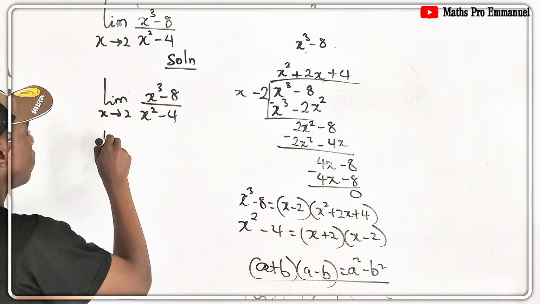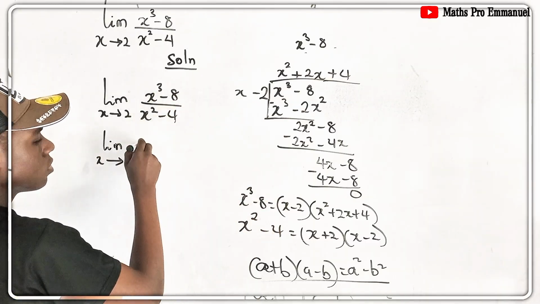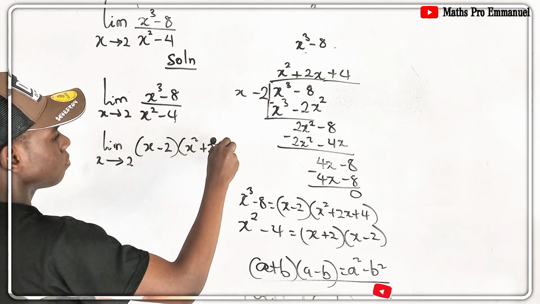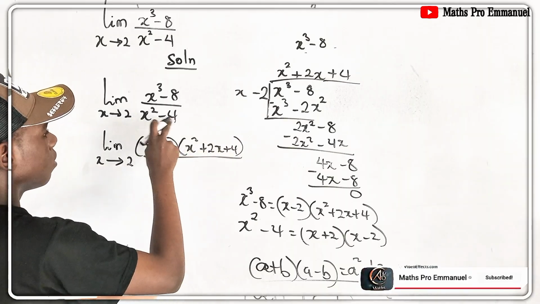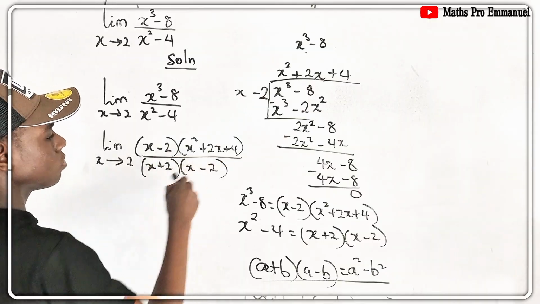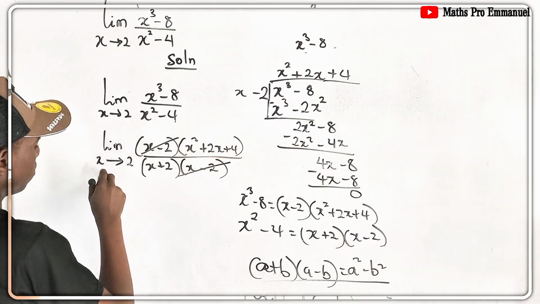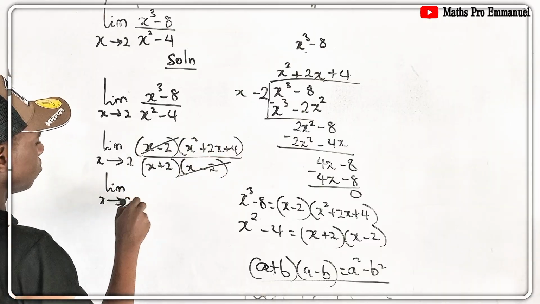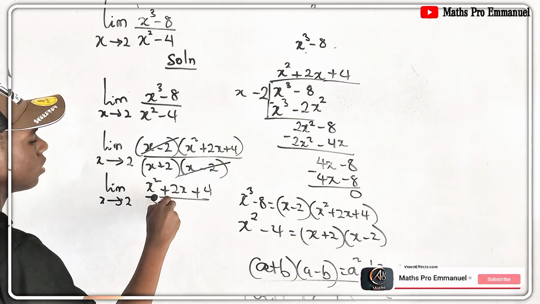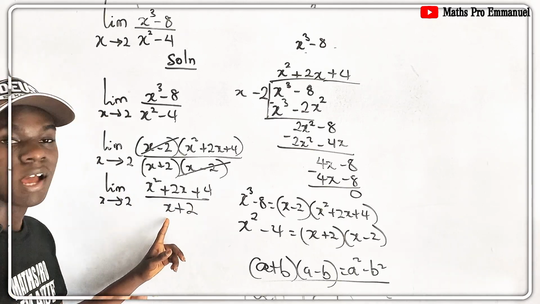So now substitute this for this. So here now I'll have limit x tends to 2. Now x cube minus 8, I'll just put x minus 2 into x squared plus 2x plus 4, all over x squared minus 4, where I'll put x plus 2 into x minus 2. So now if you can observe, this can cancel this. So now limit x approaches 2 of x squared plus 2x plus 4 all over x plus 2. Now you can observe that if I substitute 2 here, I will never have 0 again.